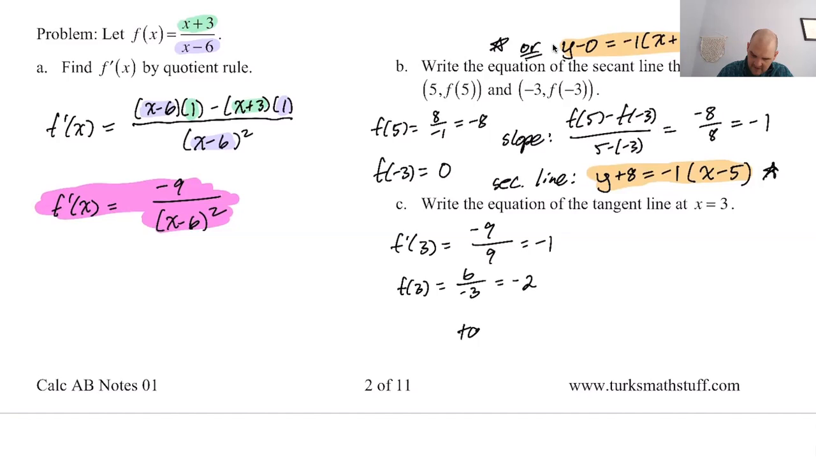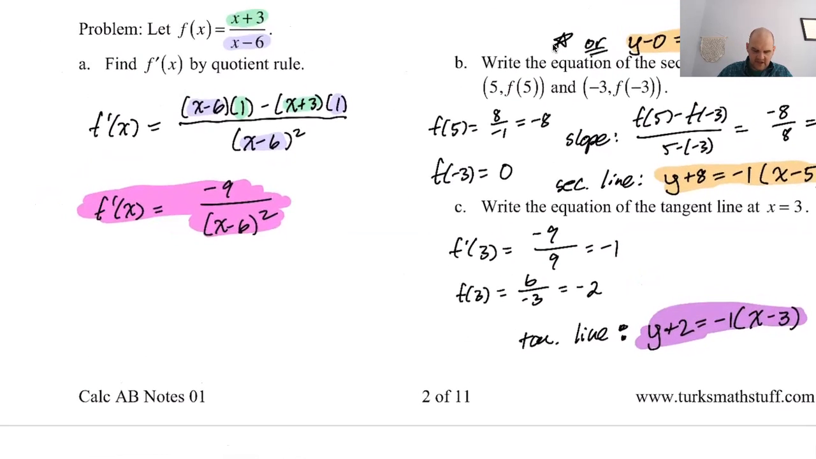So then our tangent line. Notice I'm labeling everything as I go. So our tangent line is going to be y plus 2 is -1, x minus 3. Okay, so that's going to be my tangent line. And so, what does this all mean? Do I know what this function looks like? Kind of. So let me just sketch it.